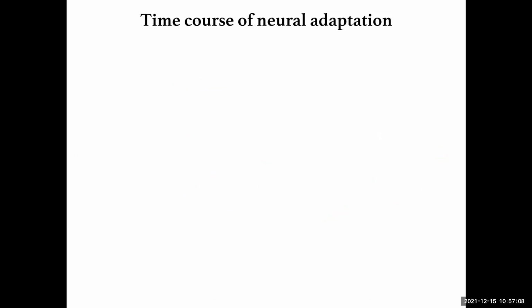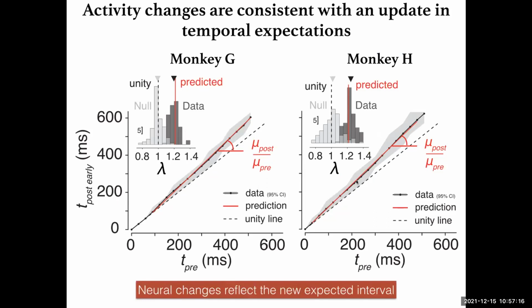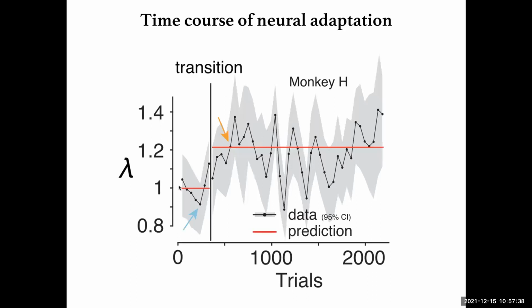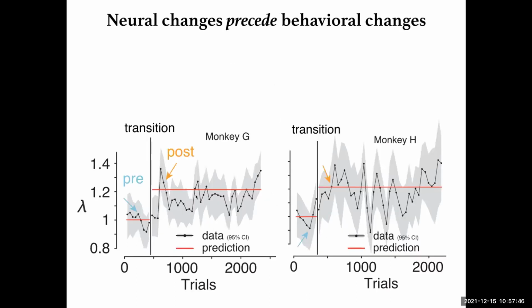As a last note, you can also quantify the time course of neural adaptation by looking at how the slope of this mapping changes across trials. And this is what I'm showing here. On the y-axis will be the slope of this temporal mapping. So before the transition, you expect it to be close to 1 because nothing has changed yet. And after the transition, you should expect at some point the slope to reach its final value here. What we found was that very rapidly after the transition, the slope of the mapping was adjusted. And again, this was the case for both monkeys.